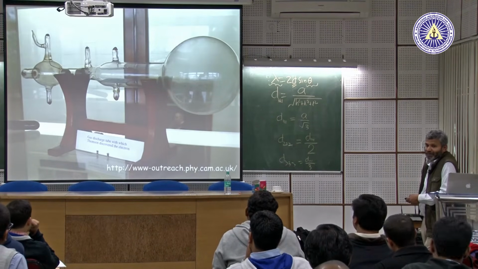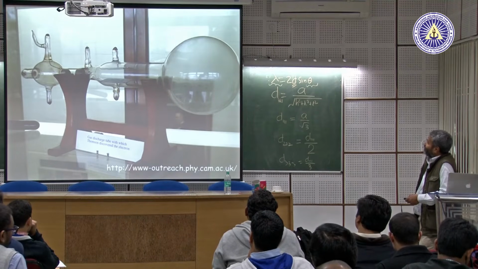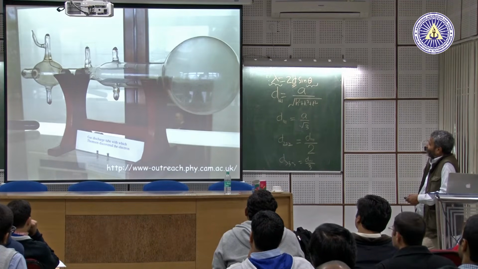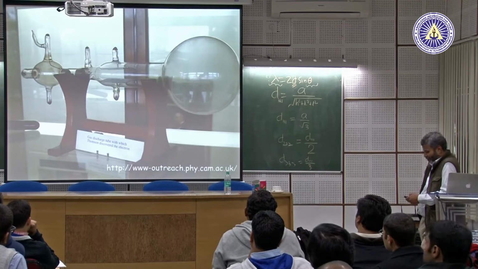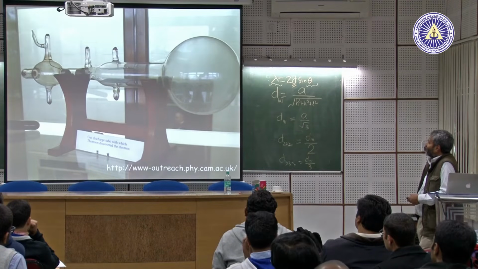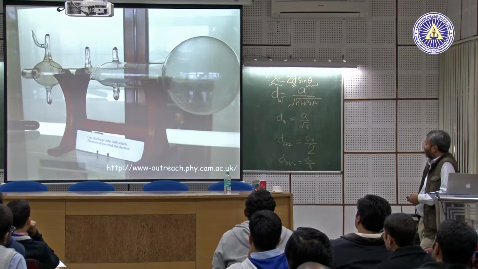This is the Cambridge University Physics Museum, the original gas discharge tube where J. J. Thomson discovered his electrons and worked out those formulas. Such a simple experiment.